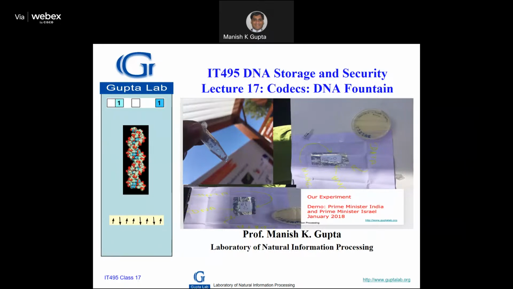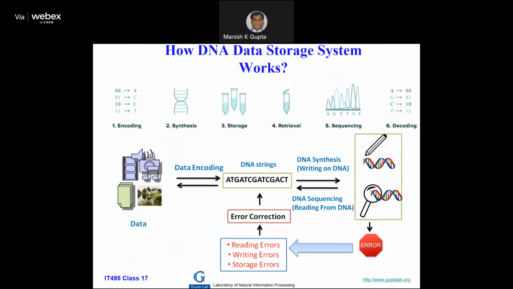And then I will say what the DNA fountain code is. So I think at least 2 lectures, maybe 2 to 3 lectures will be required to cover all the stuff that we are going to do here. So let me look at the model first.